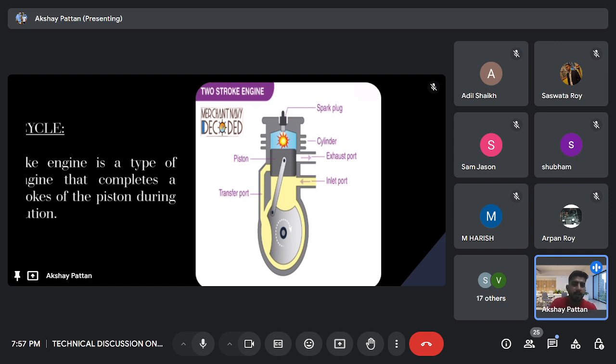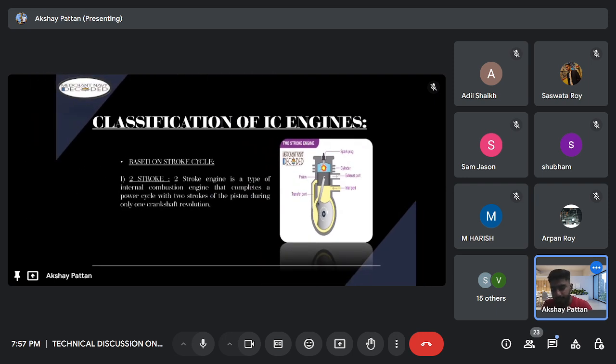Guys, is there any doubt in two-stroke? What do you mean by two-stroke? Anyone? No, sir. Okay. So this was about two-stroke engine. In two-stroke, the whole cycle is completed in two strokes of the piston, and one crankshaft revolution takes place in only two strokes. That is the two-stroke engine. Okay. So next one is four-stroke engine.